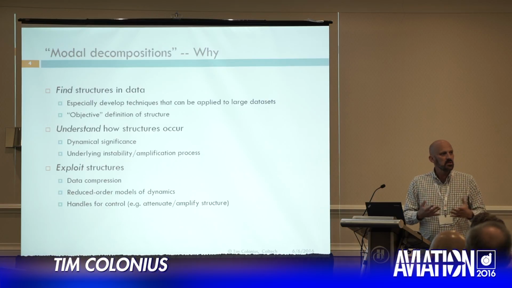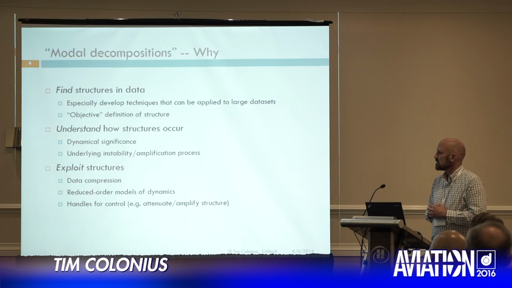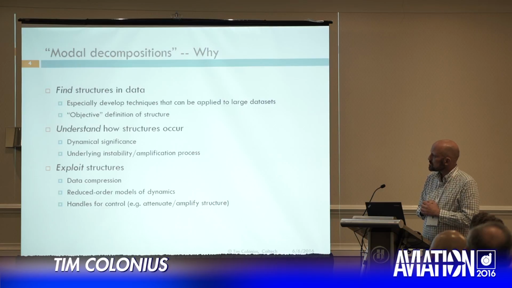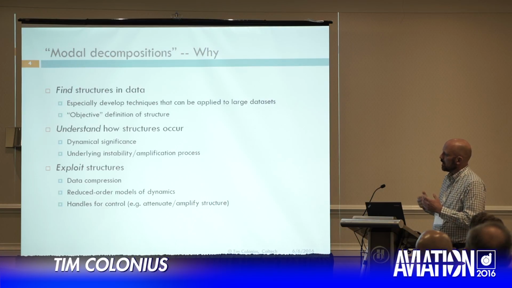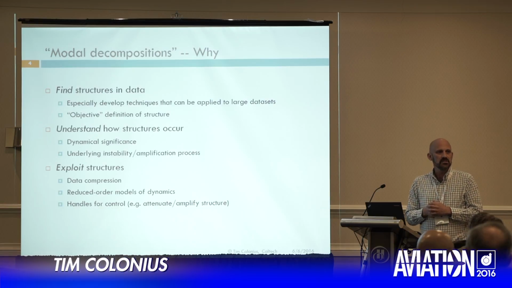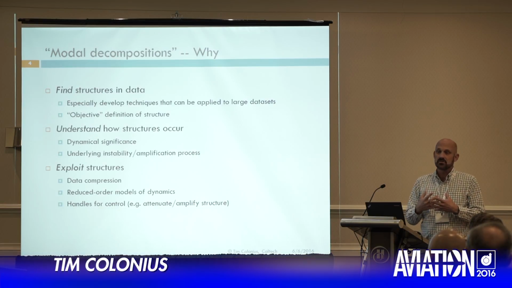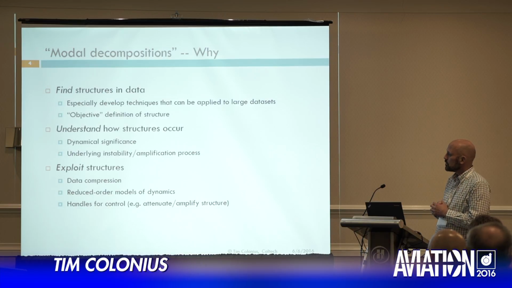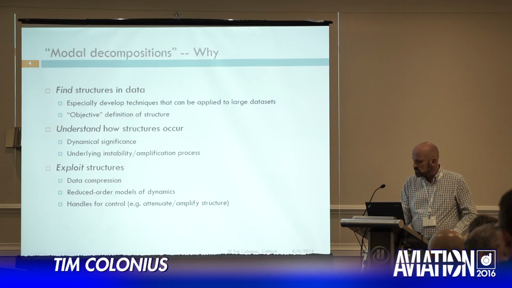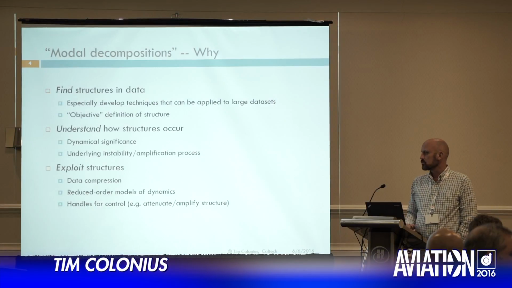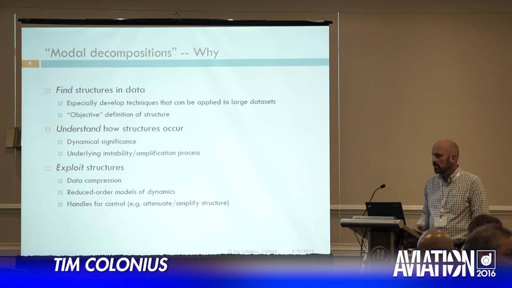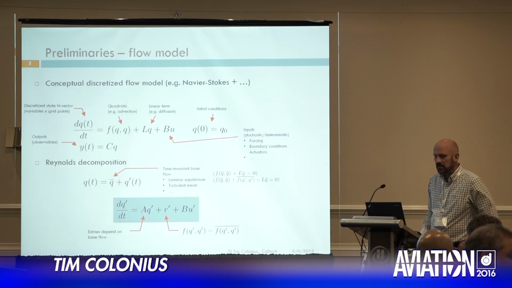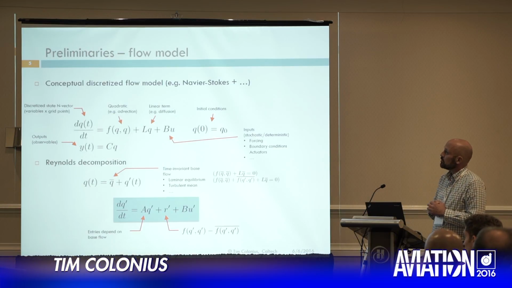Are there underlying instabilities or amplification processes, for example, that create these structures? And finally, we want to exploit the structures. So one simple thing we can do if we understand the structure in the flow field is compress large data sets. But we can also use the structures to give us ideas about reduced order models for the flow field. And perhaps most importantly, they provide handles for control. If we understand how to attenuate or amplify these structures, we can achieve interesting things in flows.